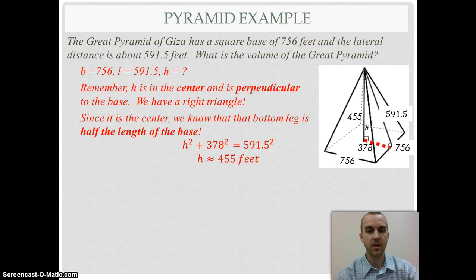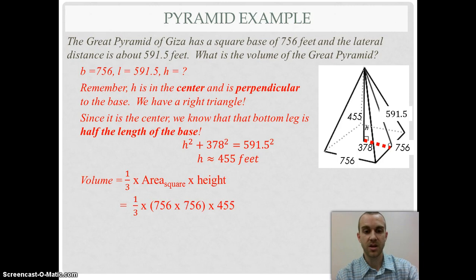Now I plug in my volume. I know it's 1/3 times the area of the square times the height. So I'm looking at 1/3 of the length times width, so 756 times 756 times the actual height of my pyramid, which is 455 feet. And I'm going to get that the volume is about 86,682,960 cubic feet.